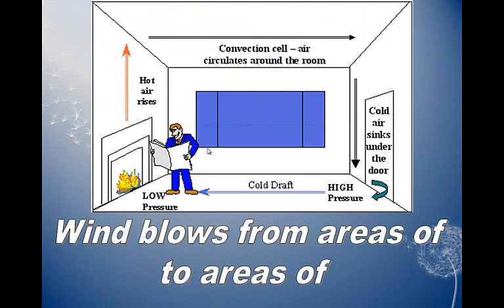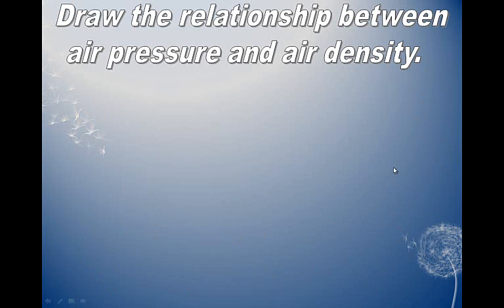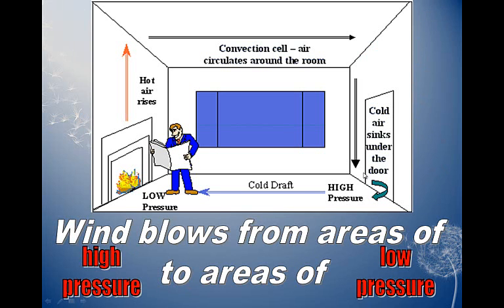So air blows from areas of high pressure to areas of low pressure. So here's a convection cell in a room. You have a fire over here and you have cold air outside. So the air is going to rise where the fire is, and then that cold air under the door is going to sink. The cold air from under the door is going to come back in and try to take its place. So you have a higher pressure here. That's why you get that cold draft to that lower pressure there.